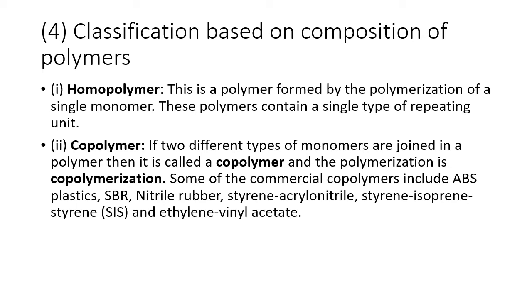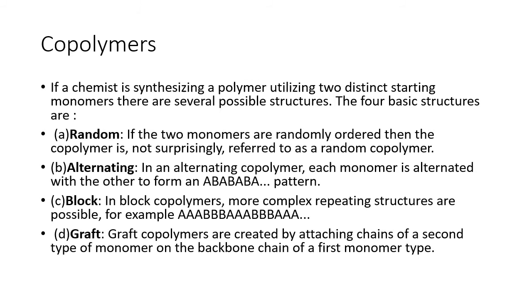If two different types of monomers are joined in a polymer, then it is called a copolymer, and the polymerization is then termed as copolymerization. So some of the commercial copolymers include ABS plastics, SBR, nitrile rubber, styrene acrylonitrile, styrene isoprene styrene, and ethylene vinyl acetate. Now we go into the details about the copolymers.